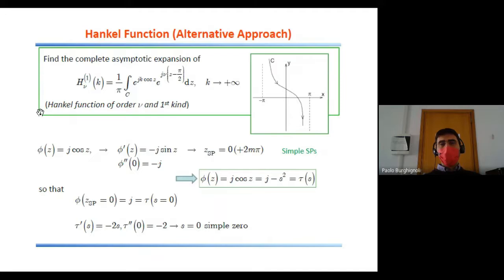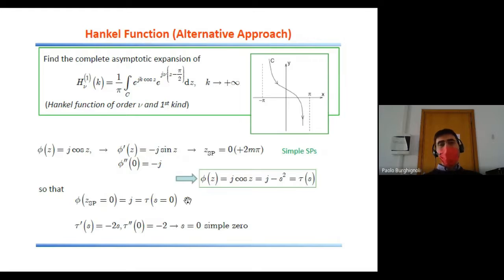Let us see how this works by examining for the second time the worked example about the Hankel function. So again, we have the function phi that is equal to j times the cosine of z. So with the same steps as before, we discovered that the origin is a simple saddle point. Now, here the alternative method departs from the previous one. What we do is that we let the function phi, that is j cosine of z, be equal to its value at the origin, so j, minus s squared, so as to obtain a second order polynomial tau in s.